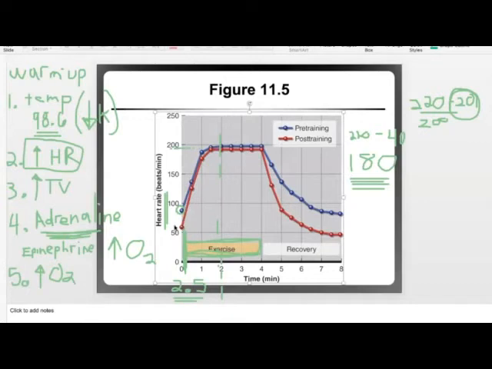So this is a very, very high intensity exercise that they're doing for 4 minutes. And you'll notice that for this individual, post and pre-training, their heart rate went up. And then after about a minute, maybe 2 minutes of activity, their body was getting enough oxygen.